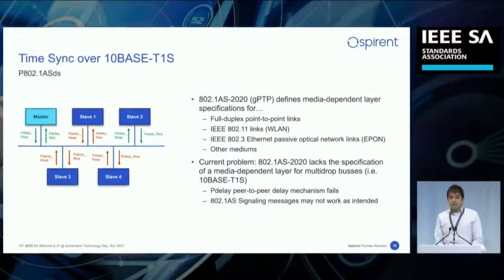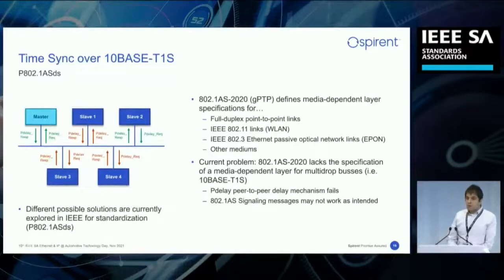Of course, there are different solutions, and again, similar to ASDM, it's not desired that anyone will go and implement their own solution for the problem. A new group, a new project, was created in IEEE, that is ASDS. The project will most likely be approved at the next IEEE plenary happening next week. And this ASDS will try to solve the challenges of making GPTP work on 10BASE-T1S links.